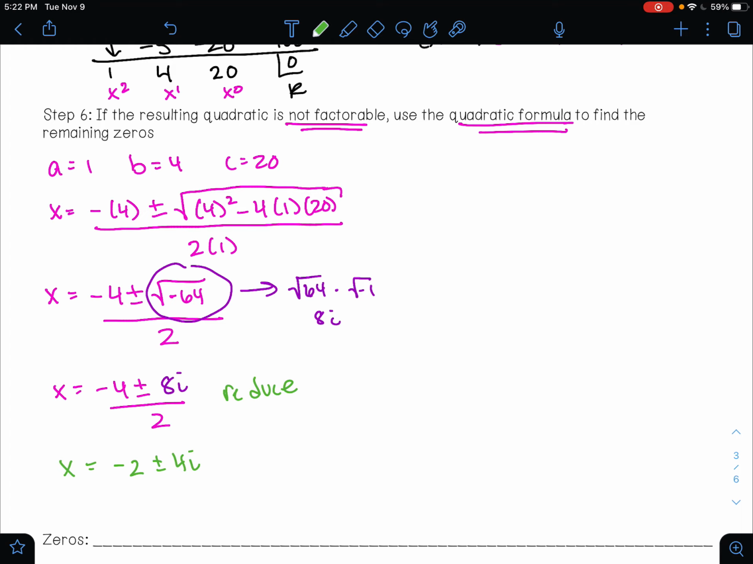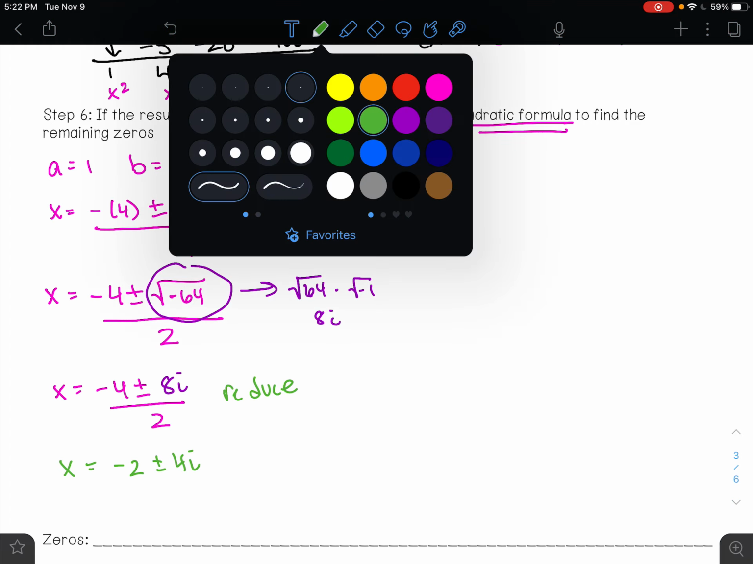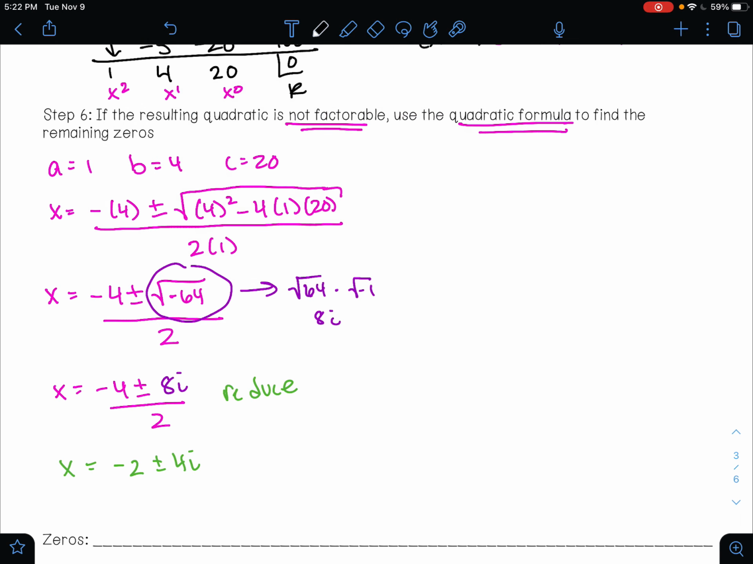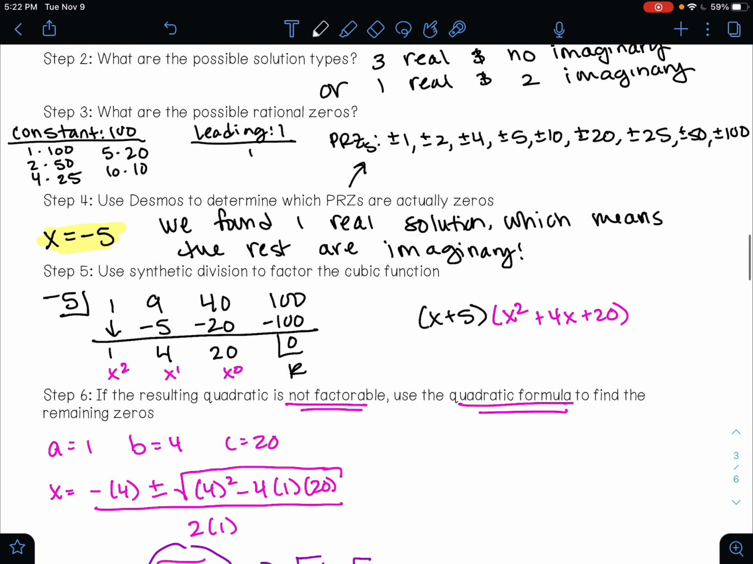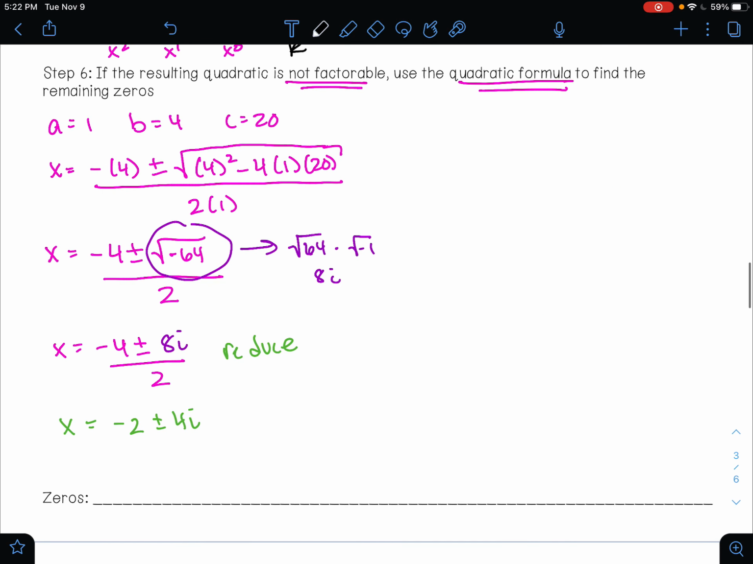So I have my 3 solutions. My first solution, we got that from the calculator. Negative 5. My second solution is negative 2 plus 4i. And my third solution is negative 2 minus 4i. Again, this one came from Desmos, and these two came from the quadratic formula right here.